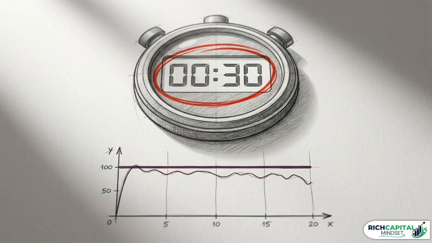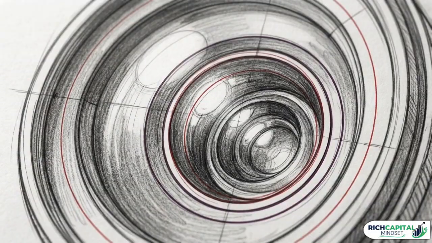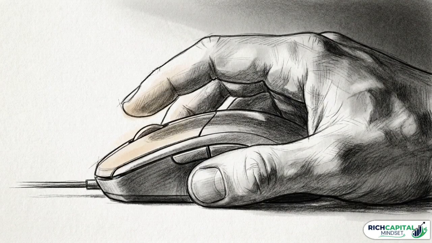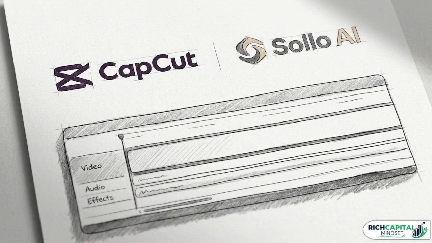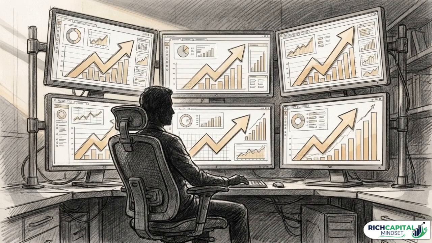Then, we apply the retention-first editing rule. You must implement a visual pattern interrupt, a fast cut, an on-screen text graphic, or a subtle zoom every 30 seconds to prevent the viewer from clicking away. To execute this, use tools like CapCut or Cello AI to stitch the AI text, synthetic voiceover, and stock visuals onto a single timeline. Structuring your production as an assembly line shifts your role from manual labor to system oversight, allowing you to manage multiple channels simultaneously.